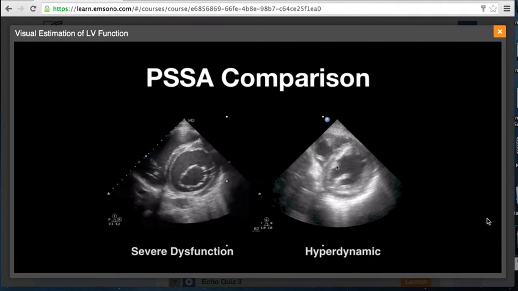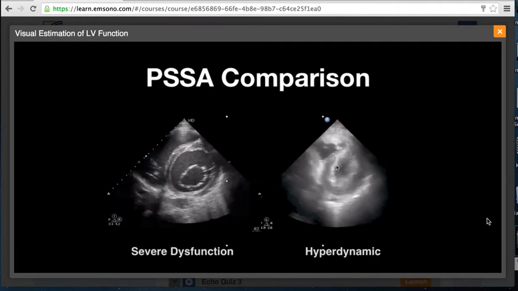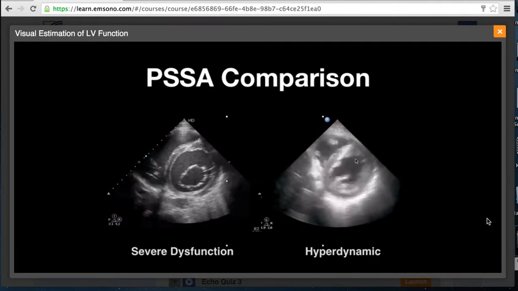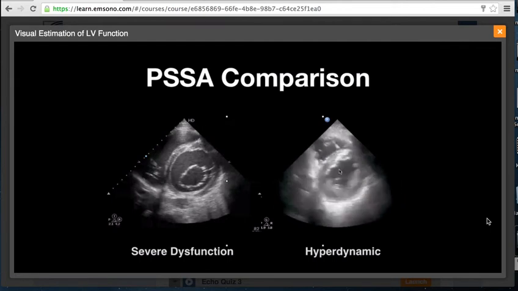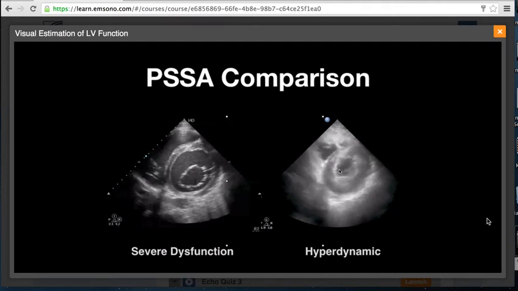diastole. However, in this patient who was extremely hyperdynamic, you can see that there is a significant variation of the endocardial borders between systole and diastole, and they're almost opposing each other or kissing. So this was a patient that had a significant GI bleed.